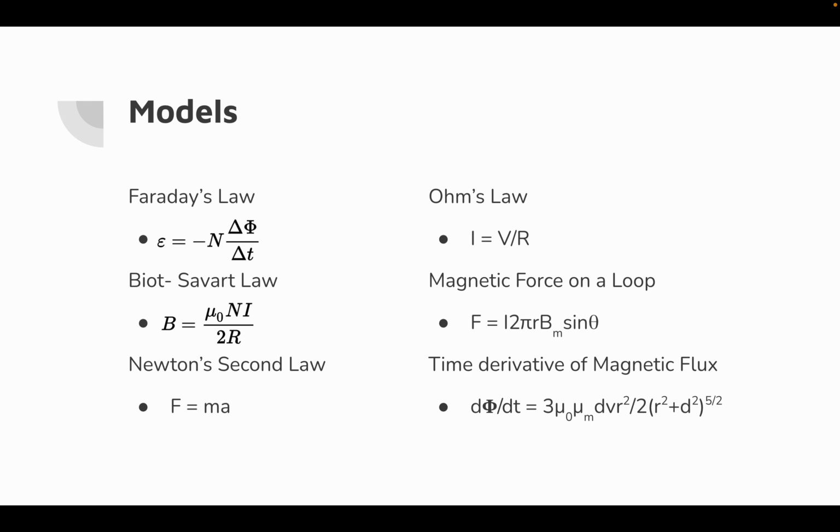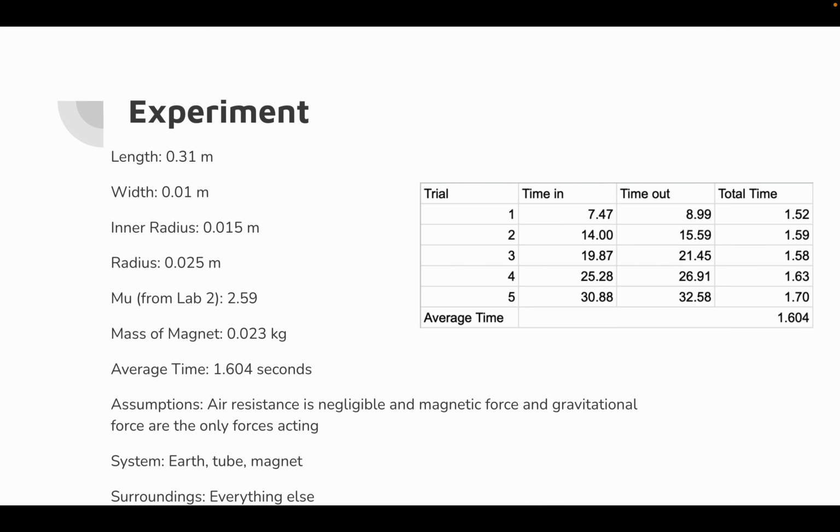times sine theta. And the time derivative of the magnetic flux says that d phi dt is equal to 3 mu naught times mu m times distance times speed times r squared over 2 times (r squared plus d squared) to the power of 5 over 2. So in the experiment, the length of the tube was 0.31 meters, the width was 0.01 meters, inner radius was 0.015 meters, the total radius was 0.025 meters, the mu that I had from lab 2 was 2.59, the mass of the magnet was 0.023 kilograms, the average time that I calculated was 1.604 seconds.